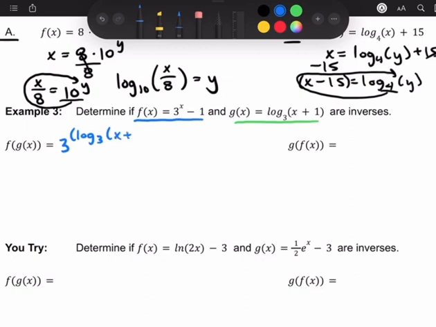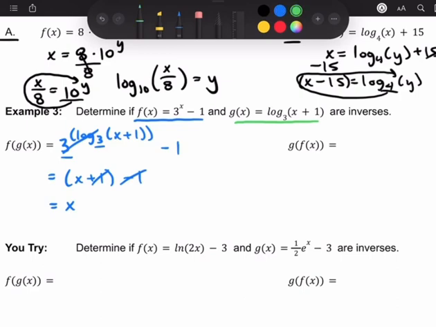And that minus 1 is not in the exponent. So since we see that the base of this log and the base of this exponent are the same, they cancel out, leaving us with x plus 1 minus 1. We see that these 1s cancel out, leaving us with just x. So, since our first composite function is equal to x, we know that we automatically have to solve for the second composite function and make sure that it's equal to x.